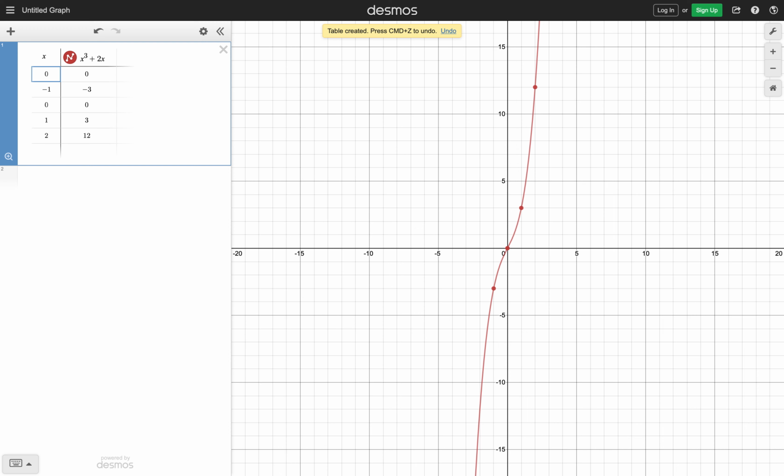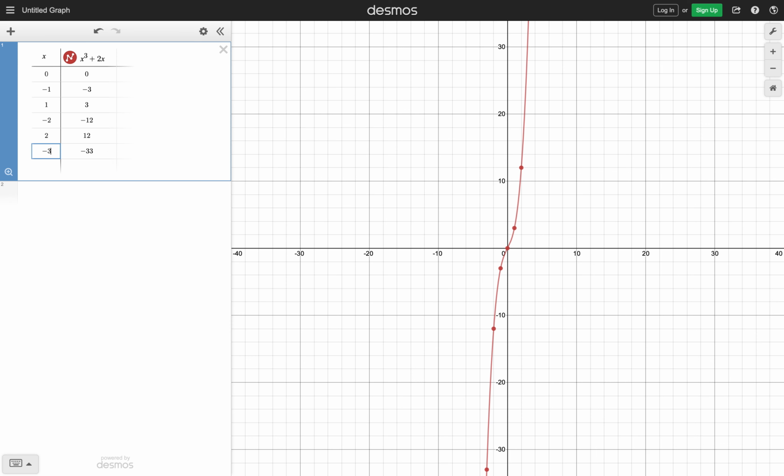And again, I had mentioned that opposite sign inputs lead to opposite sign outputs. Okay, so you got the origin. And let's say I got -1, -3, and I got 1, 3. Let's say I have -2, -12, and notice I have +2, 12. I'll just take this out once more. Okay, so you got -3, -33, and 3, +33.